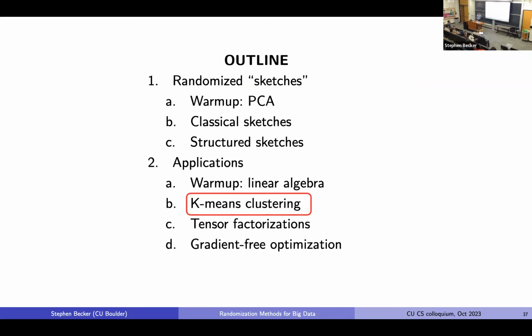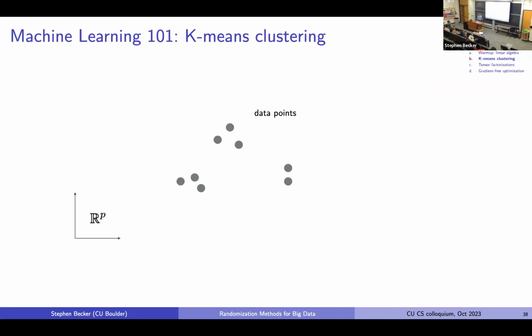Okay, so let's talk about something other than linear algebra. We're going to talk about k-means clustering, because I have a result on it. Also, it's a reasonable thing to talk about because it's fairly straightforward, right? If you've seen machine learning, you've seen k-means, because it's sort of the simplest thing you can do for clustering.